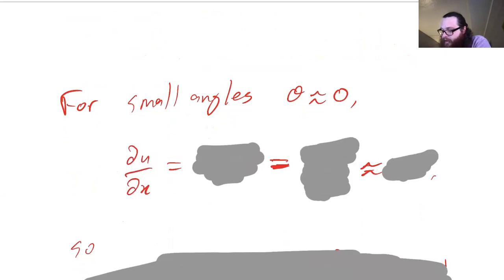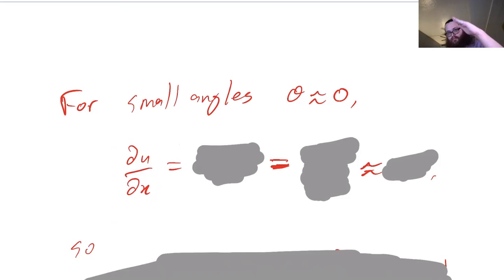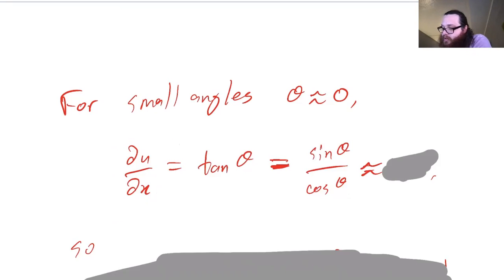what do we get? If theta is approximately 0, du dx is going to be the slope of the height of the string, because u is the height of the string. What is the slope of that string going to be? The slope is going to be tangent of theta, where theta is the angle of the tangent line, where you're measuring the slope. What is tangent of theta? That's sine of theta over cosine of theta. And so here we're going to use this assumption, the simplification of small angles.